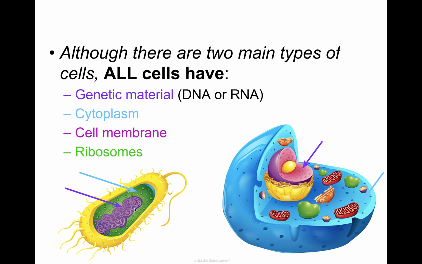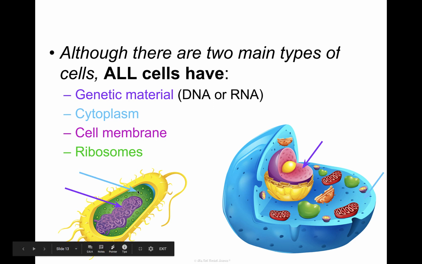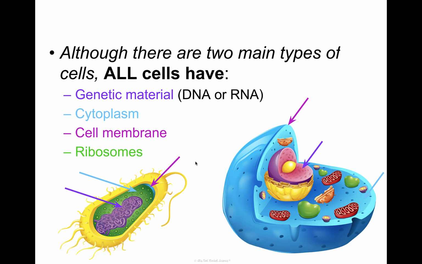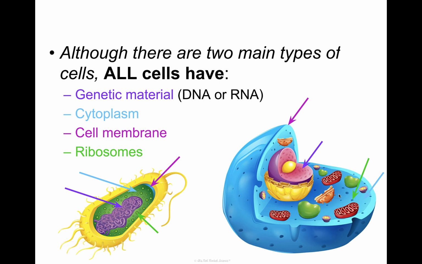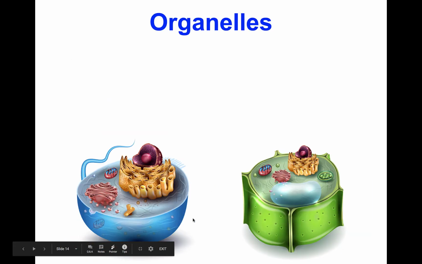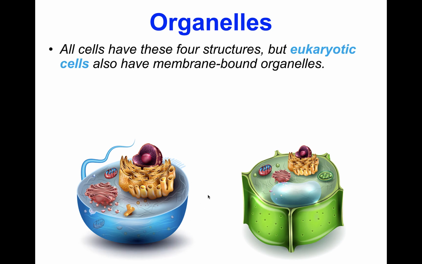So the DNA, the cytoplasm, the cell membrane is what they're trying to point to here. It's kind of difficult to tell. And you can see that right here. And then finally the ribosomes. Here the ribosomes are these little dots floating in the cytoplasm. Here, they're also floating in the cytoplasm all over the place.